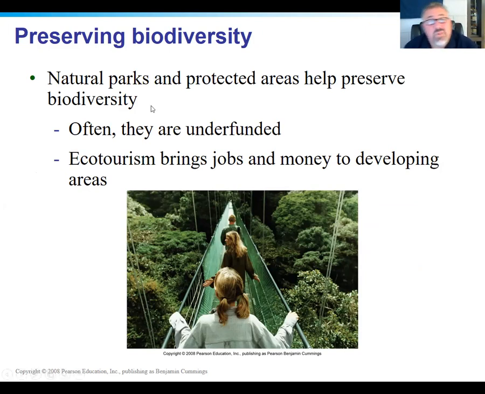But third world countries are now realizing that, hey, if we do ecotourism, we can bring more money here than we could if we were hunting whales. Take them whale watching. You'll make even more money. So preserving biodiversity is critical. That's all I have.